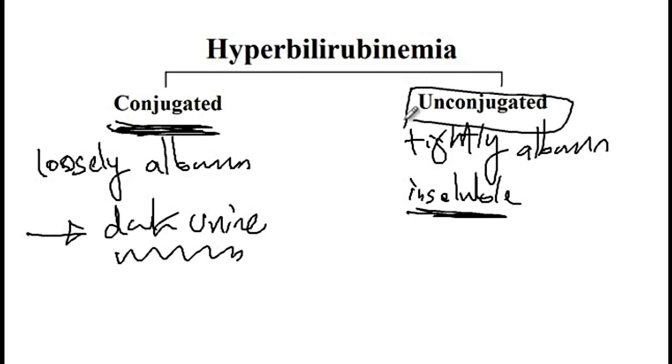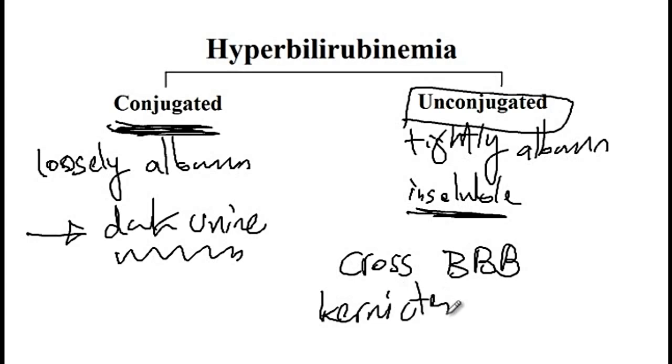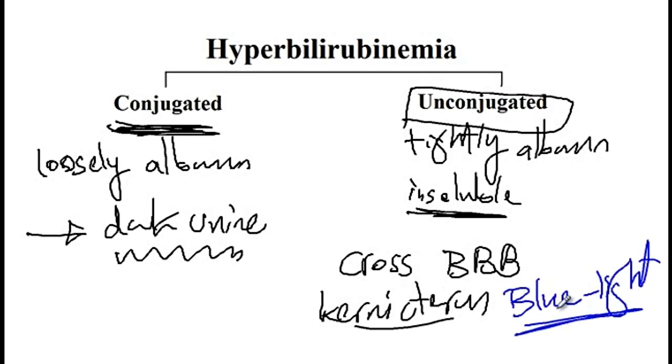However, since this form keeps on accumulating in the blood, it can cross the blood-brain barrier and therefore lead to kernicterus and possibly death. For the treatment of this condition, blue light phototherapy is the treatment option for these patients, where the blue light will make the unconjugated bilirubin water soluble and thus able to get excreted.